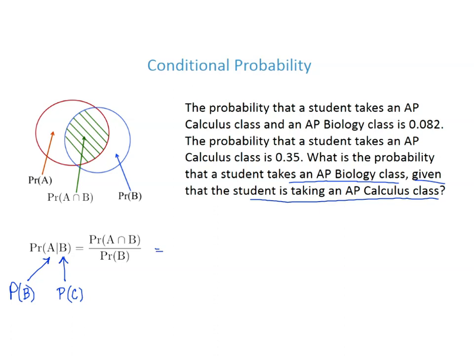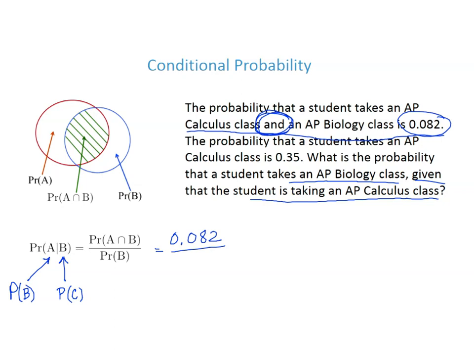So now we're just going to fill out the formula. The top of the fraction is the intersection. So that would be the probability that they take bio and calc. And we were given that probability. It says that the probability that a student takes an AP calculus class and a bio class, that's the word we're looking for, and, is 0.082. So that number is going to go on top.